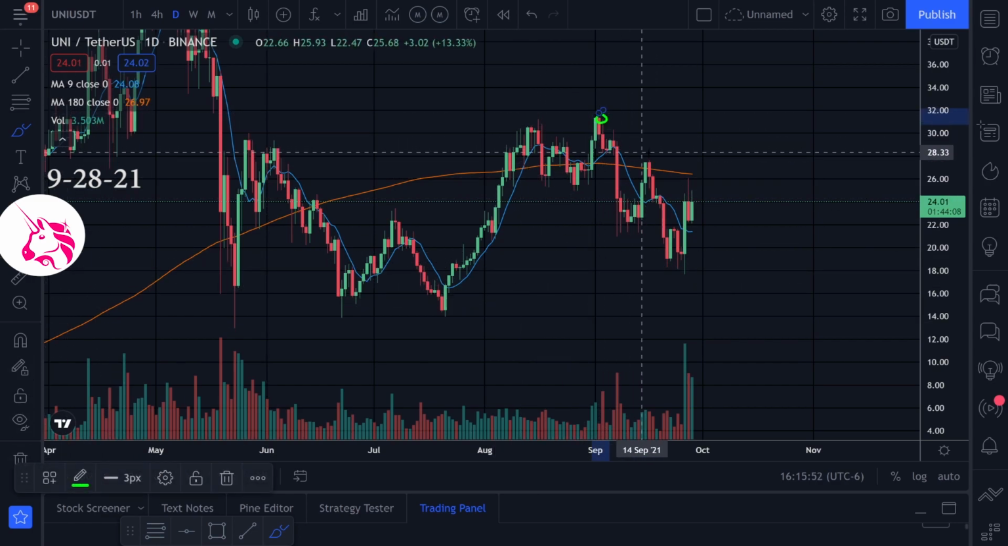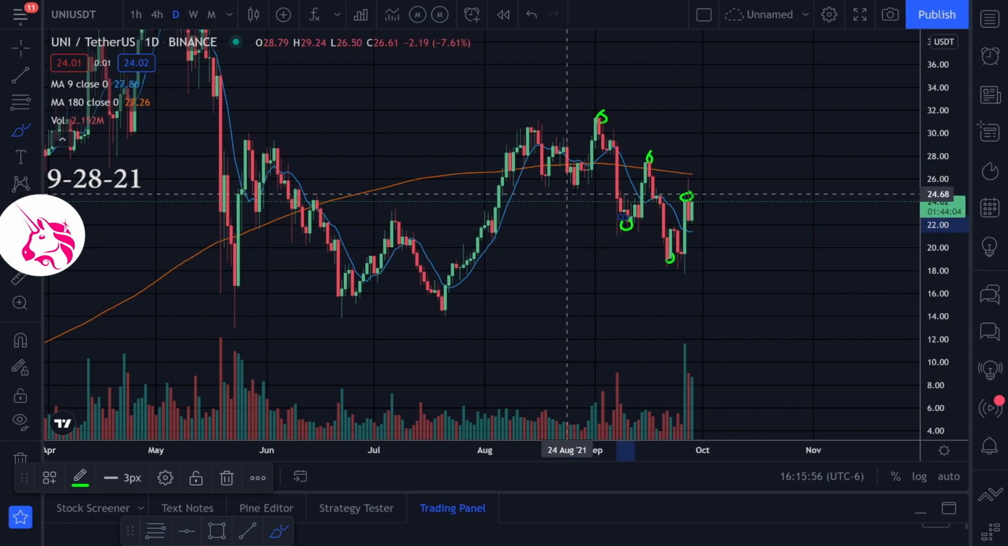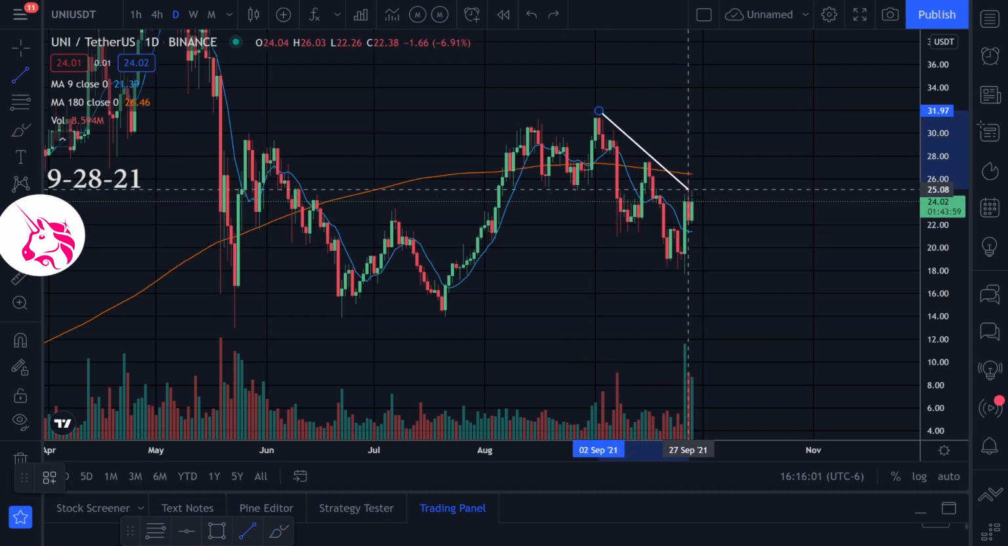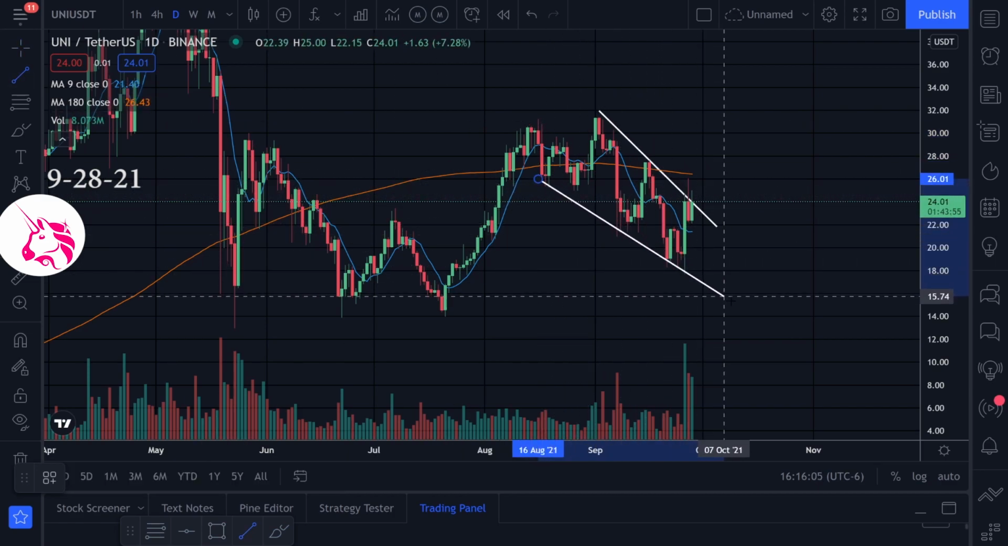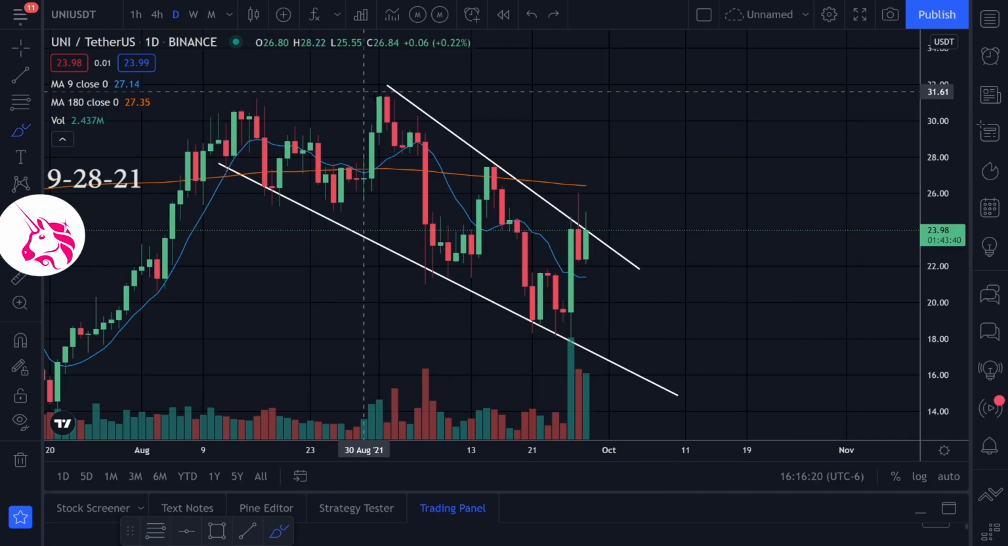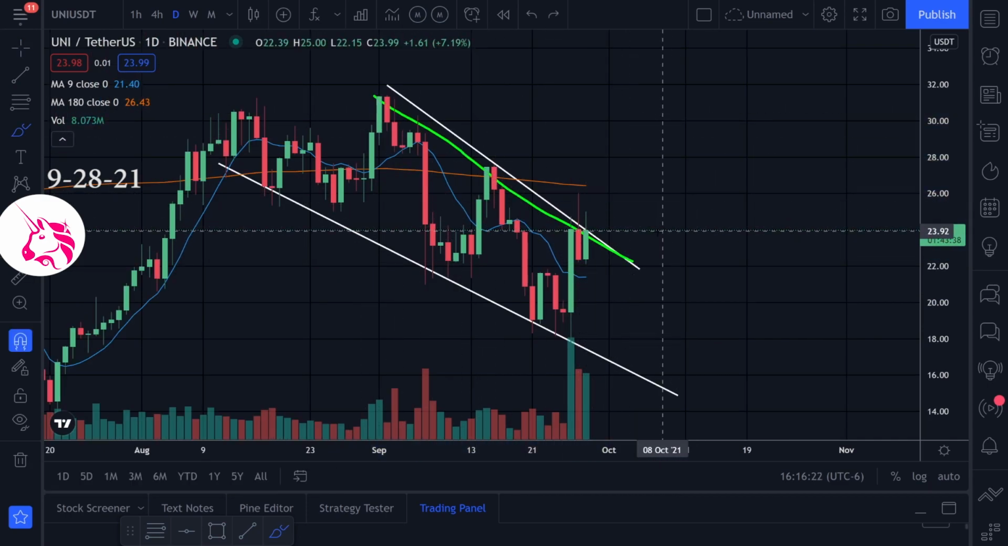Alright, so we have resistance right here, and resistance right here. We have support right here, support right here, support right here. We can draw a top trend line, something like this, and then we could draw a bottom trend line, possibly like that. If we break this downtrend right here, there's a couple things we can kind of target.